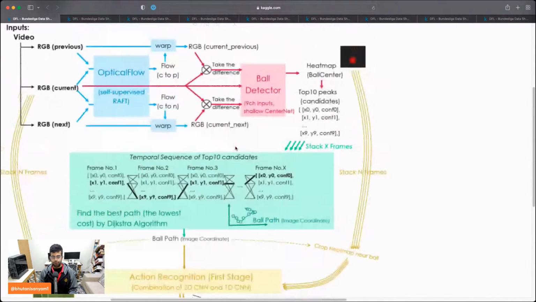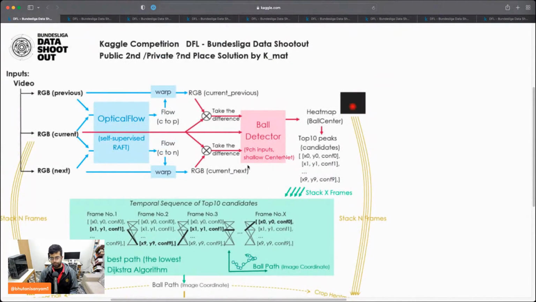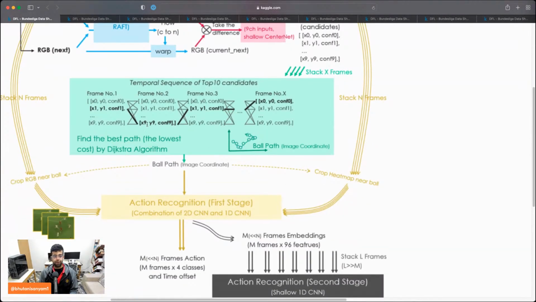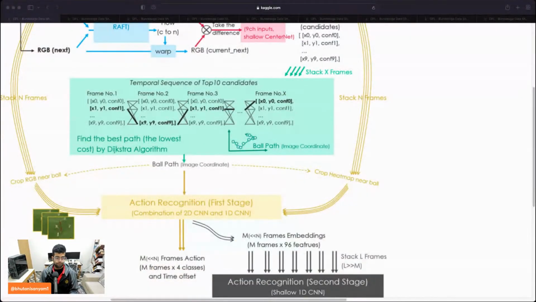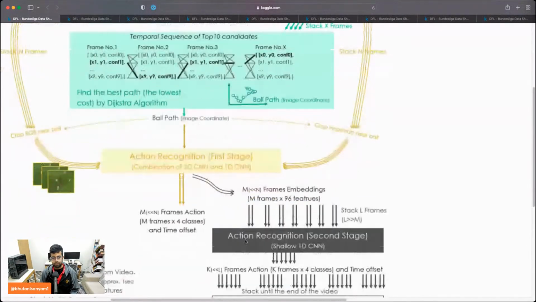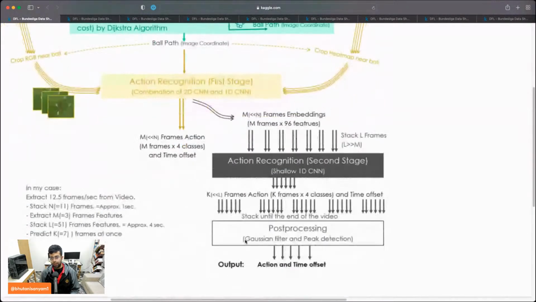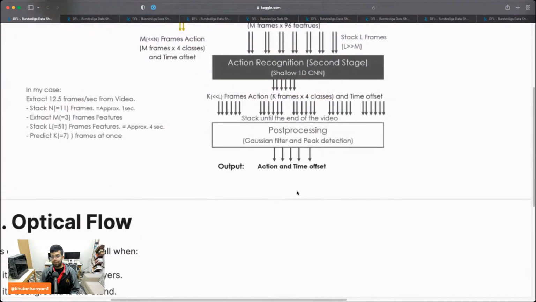So KMAT focused all of his approach around first of all detecting the ball, then figuring out the best path the ball is following. Why is that relevant? When you're trying to identify the plays inside the video, you need to identify where the ball is moving along the players. Naturally that makes sense, and KMAT found that out while experimenting, and he focused on that. So he did action recognition after that using a shallow 1D CNN, which is why I say it's slightly simpler.